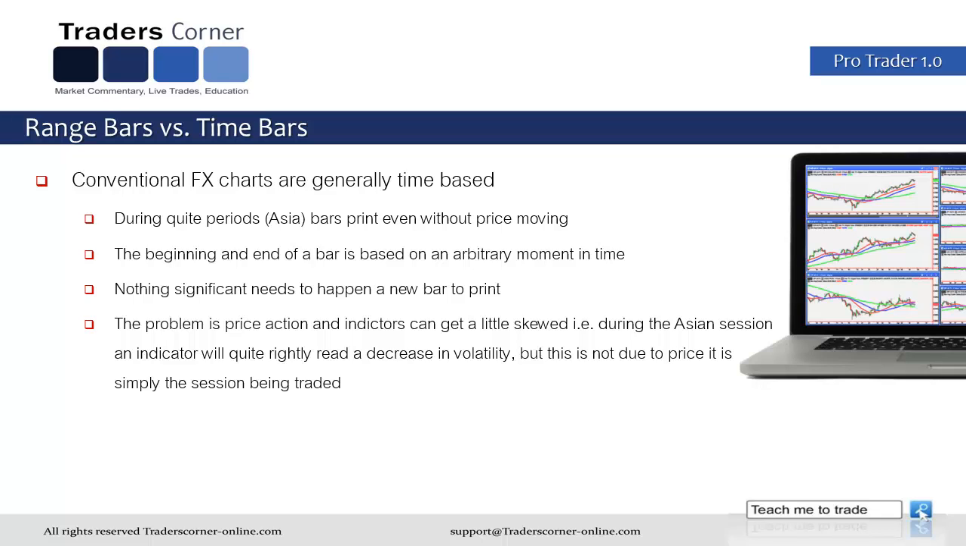Now, what does that actually do for your chart? It starts to make it look choppy and it starts to make it look messy. And further to that, any indicators that you're going to use will start to get a little bit skewed during the Asian session because there's nothing much happening. Okay, they're quite rightly reading a decrease in volatility, but with the Forex market being a 24-hour market, it's reading the decreased volatility during a time that you would expect it. And for that reason, I just find that they tend to give some false signals here and there. And that's just my personal perspective, okay? But time-based charts, you know, nothing significant needs to happen for a new bar to print. So they're just based on an arbitrary moment in time, and that's it. Now, I'm not saying they're useless.